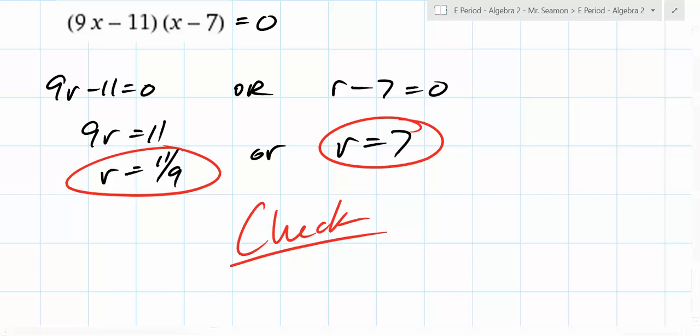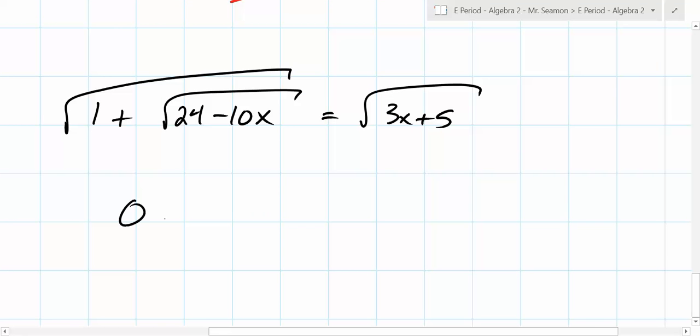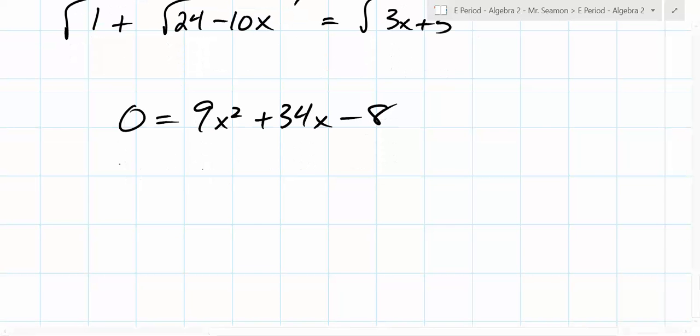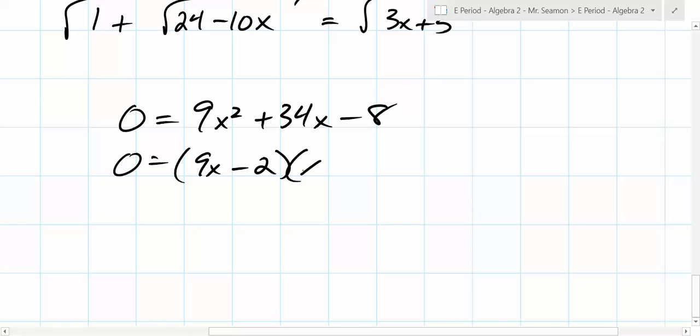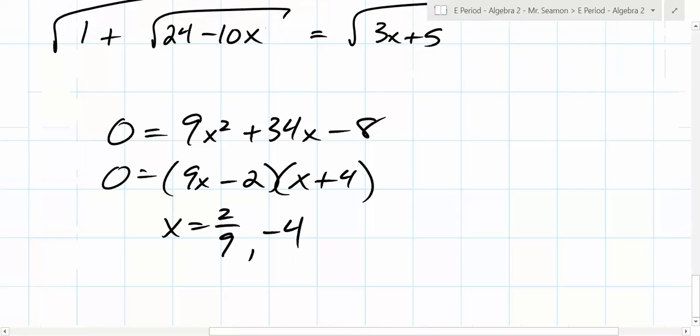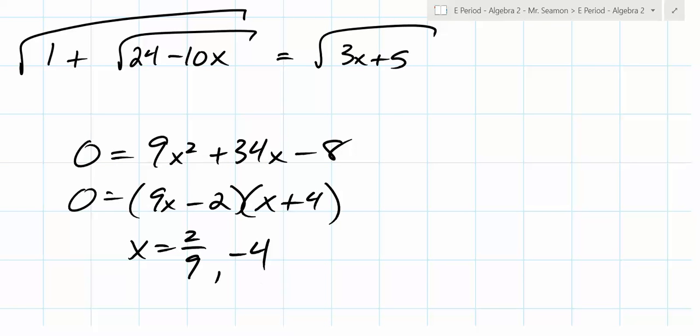Okay. You ended up first with this checkpoint, which is 0 equals 9x squared plus 34x minus 8. And Liv, what does it factor into? 9x minus 2 times x plus 4. Nice. So then you end up with x equals 2/9 or negative 4. And then, did anybody check these two? Yeah. Neither of them work. Neither of them work? Yeah. Really?